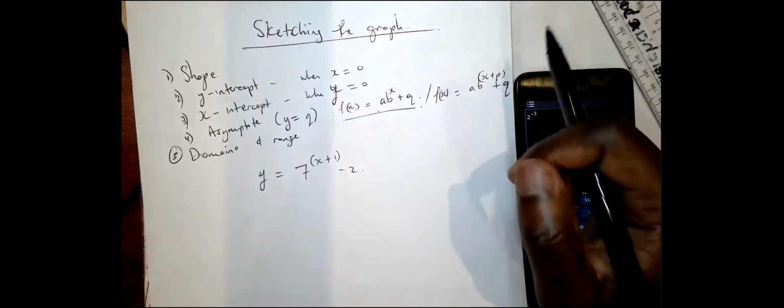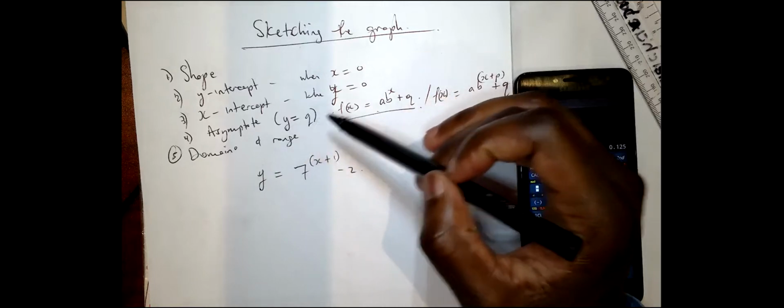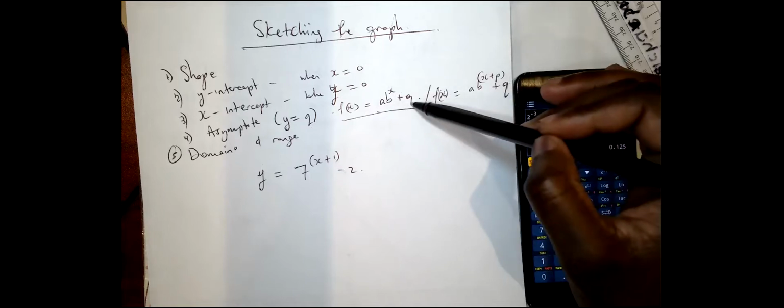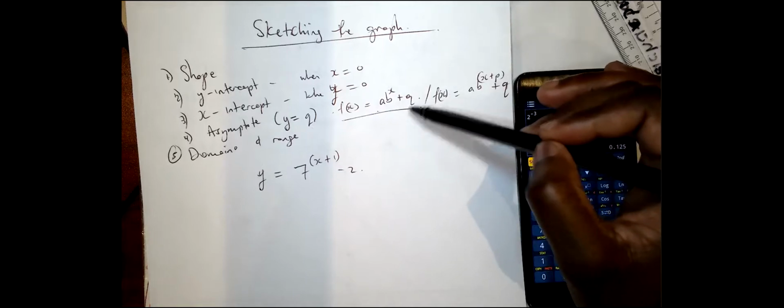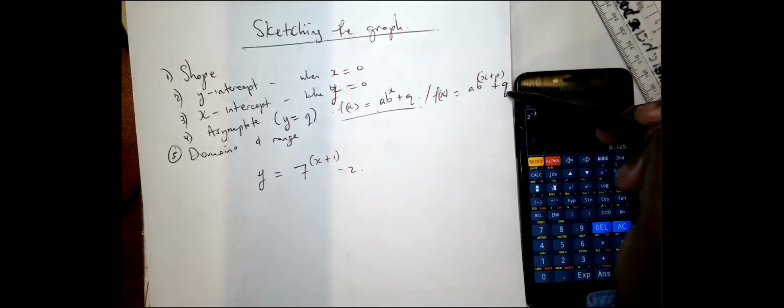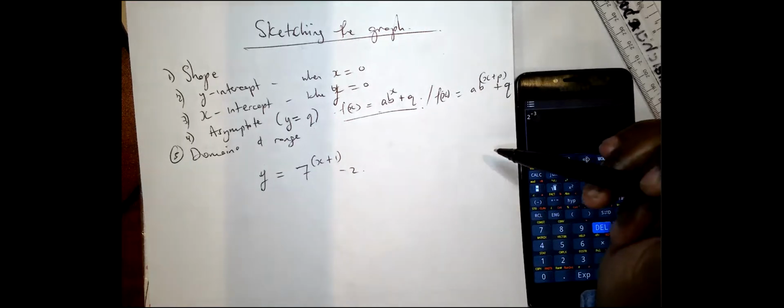Just like when we spoke about the hyperbola, where we said the asymptote is like that. So remember the asymptote is y is equal to q. Simple like that. Let's say you're given an equation and you see your value there. Whatever is q there is your asymptote. Then from there, you do the domain and range.